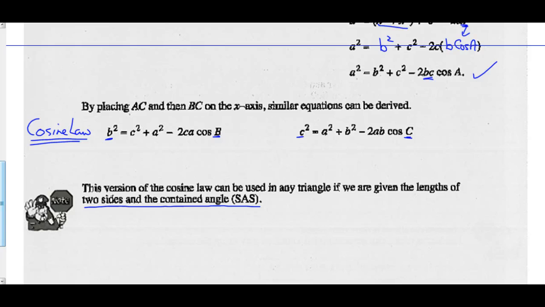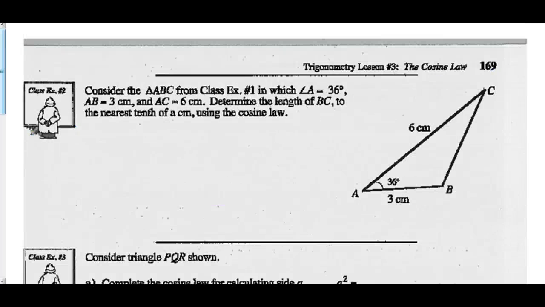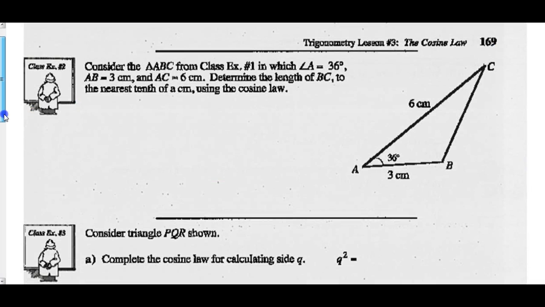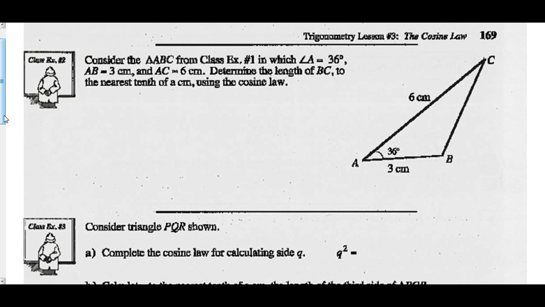Let's go to page 169. Let's look at example number 2. Consider the triangle ABC from our first class example, where angle A was 36, side AB was 3 and side AC was 6. Find the length of BC using the cosine law. So the length of BC is lowercase a.